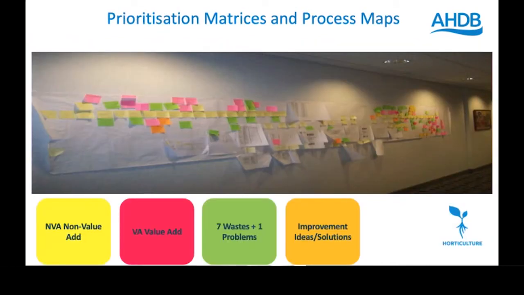We then moved on to populating your process maps. We used two different coloured post-it notes. I use green ones to talk about problems, and orange ones to talk about ideas that people have got about what they can do to improve it.